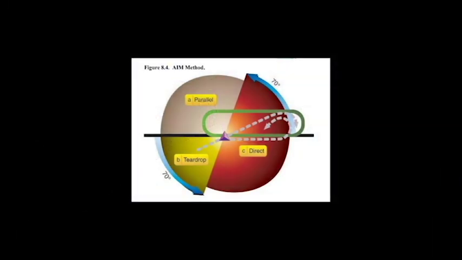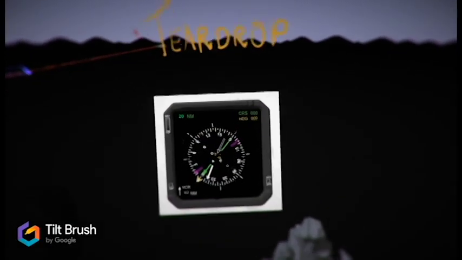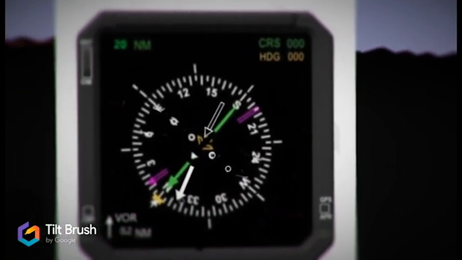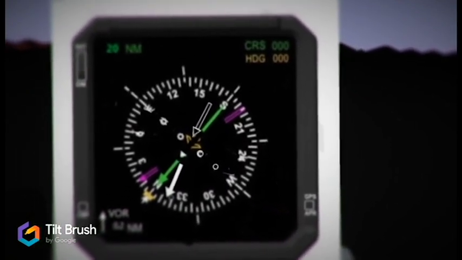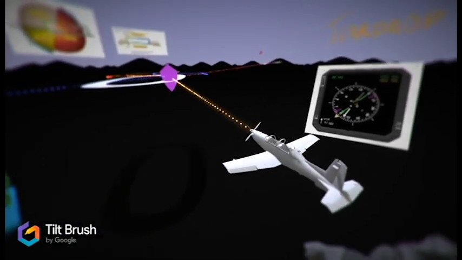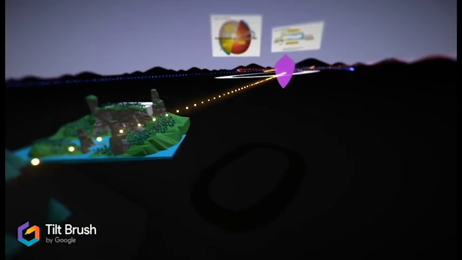The final entry method is the teardrop entry. For teardrop, we can see that the inbound course is also more or less directly behind us. However, our heading is pointed towards the holding side. The teardrop sector extends from the inbound course out to 70 degrees.